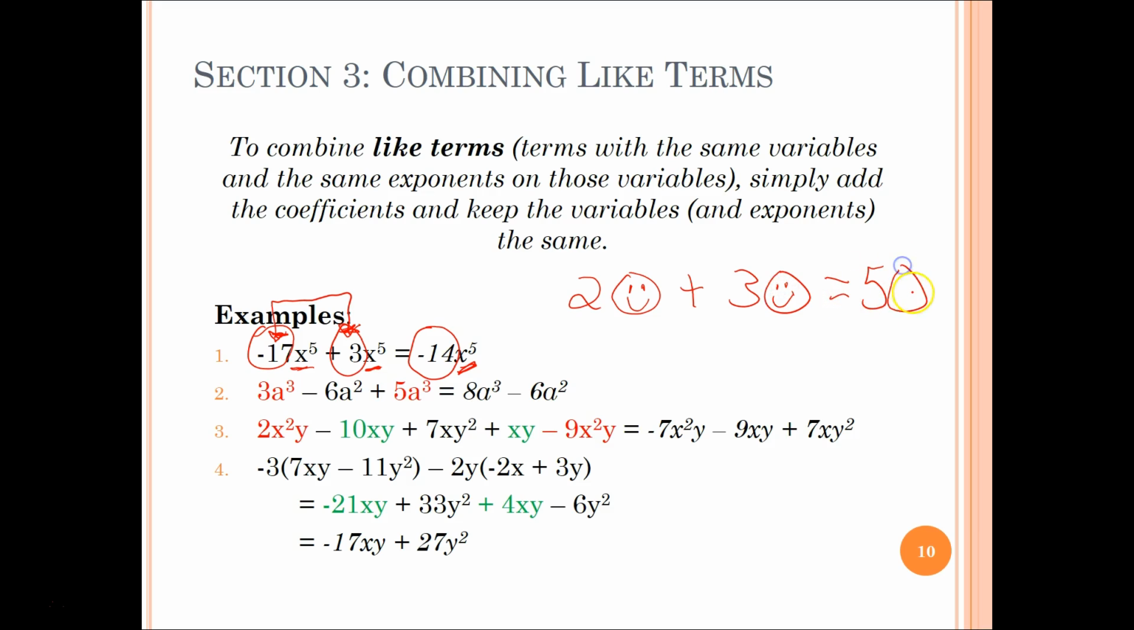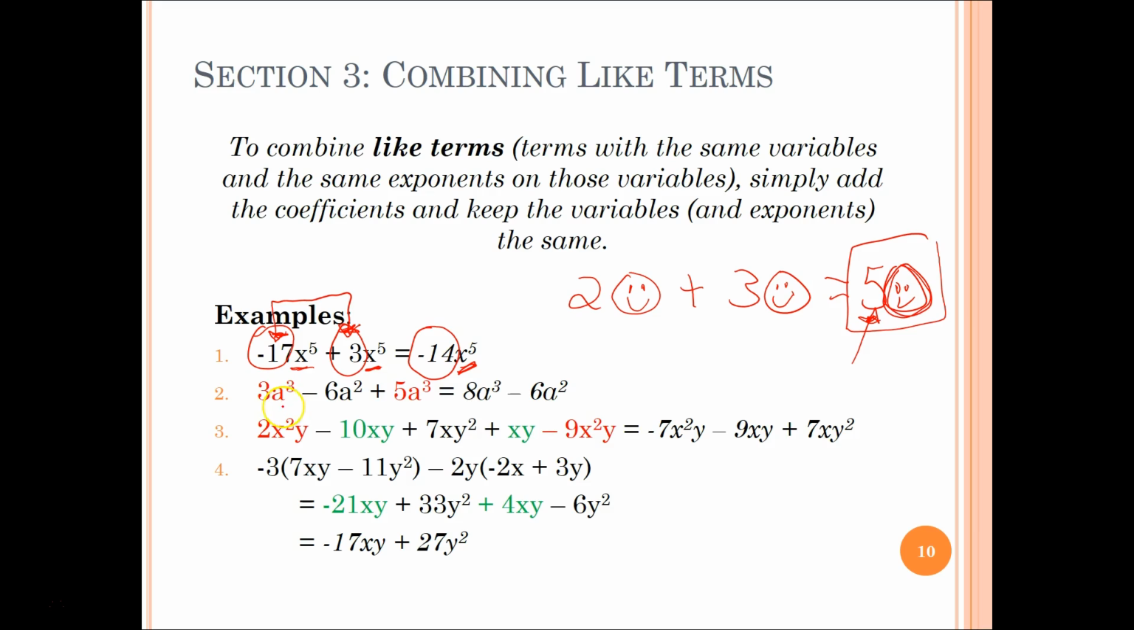We've got 5 of them. So for that reason, we wouldn't want to say 5 smiley faces squared. That'd be a little weird, wouldn't it? No, so we're going to get rid of that exponent. So when we combine like terms, the only thing that changes is the coefficient in front, not the variable term itself. And you can see that here.